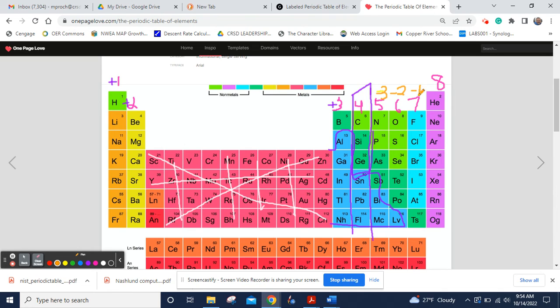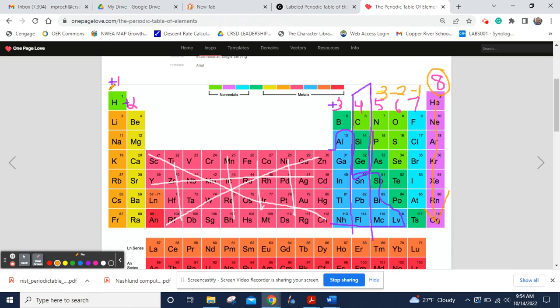But look at this guy, 8. It already has a full shell, so it doesn't do anything. It just stays, and doesn't form with many other things. That's why they call them noble. They don't interact with many people. Okay. So that's kind of what I wanted to show you.